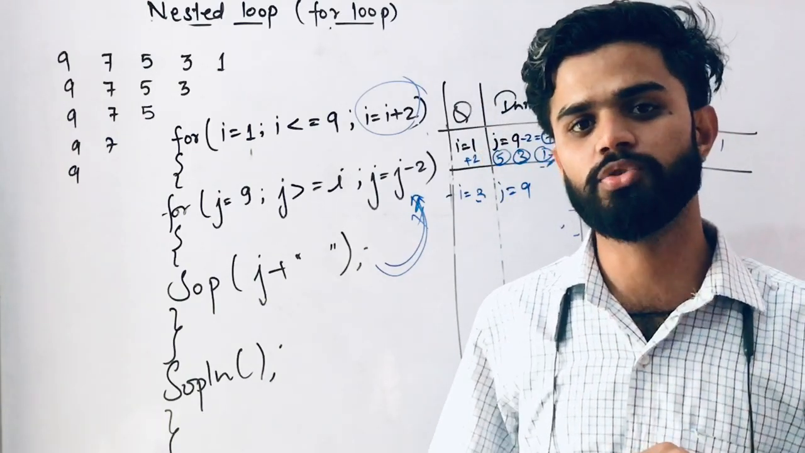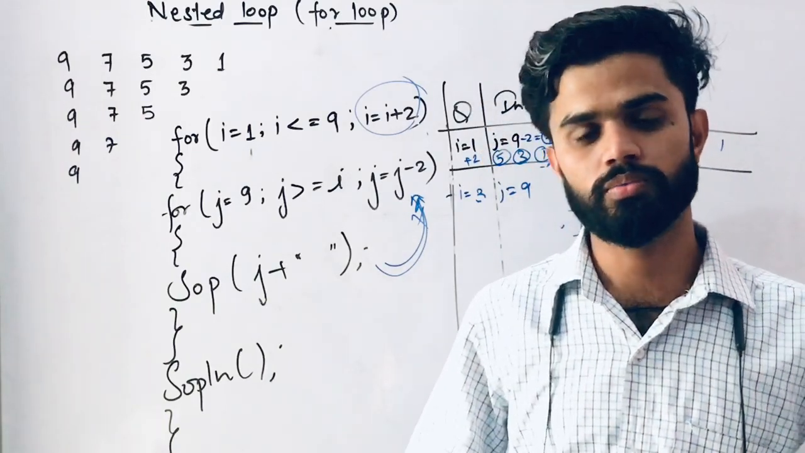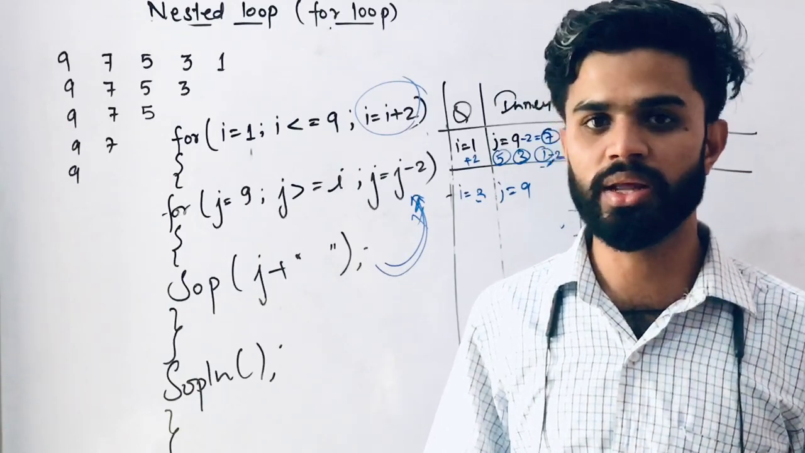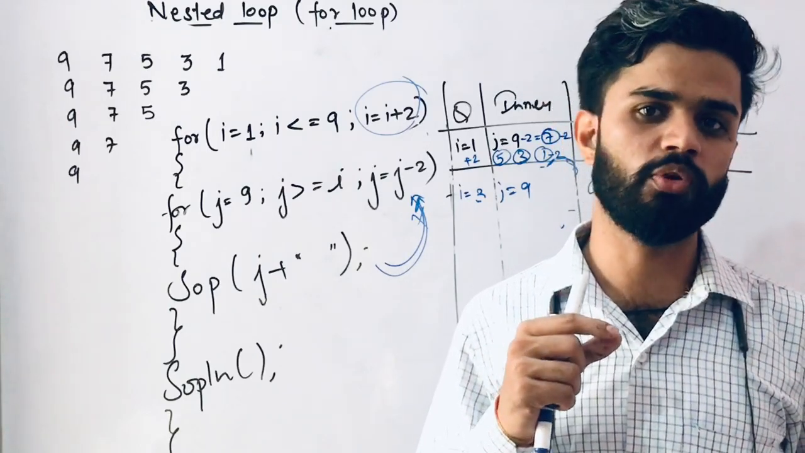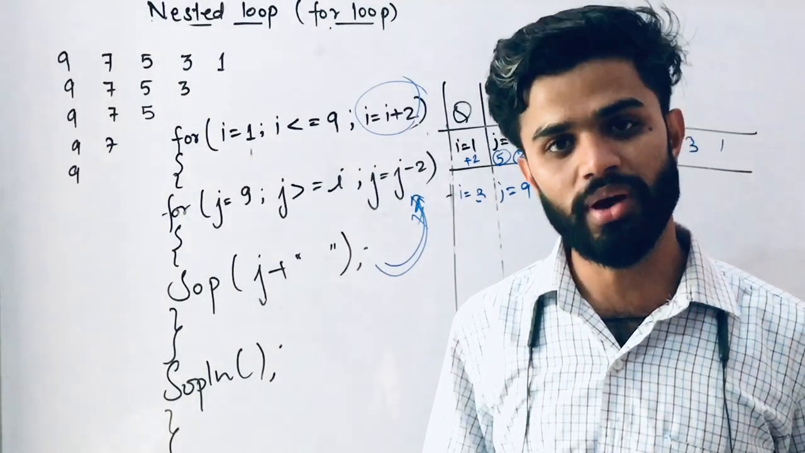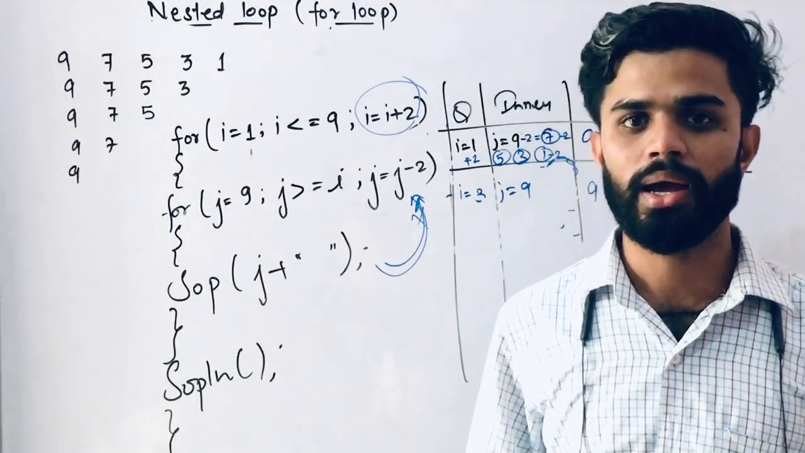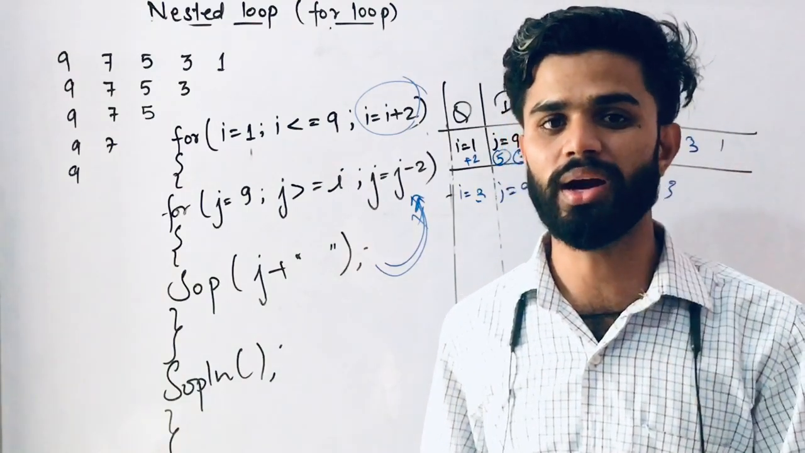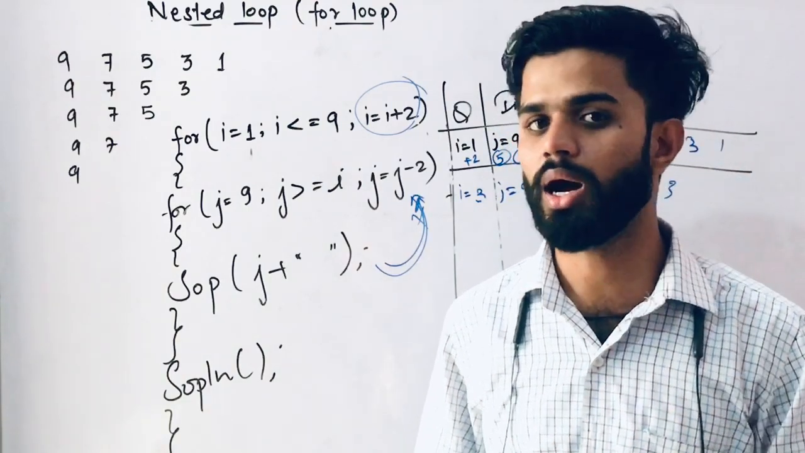You all need to keep a few things in mind: the first is outer loop and inner loop. The outer loop is responsible for the number of rows, the inner loop is responsible for the values we print, and the third thing is that we need to find the relationship between inner loop and outer loop.